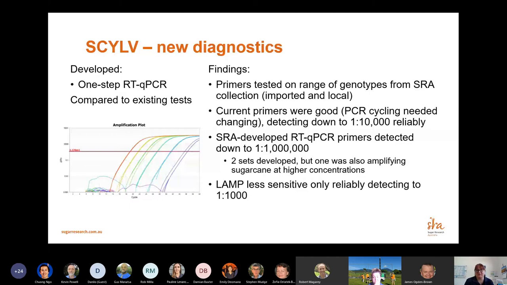If you look at the published LAMP for yellow leaf virus, it was really not good at all. So that only really detected down to. So that's the finish of that first section.